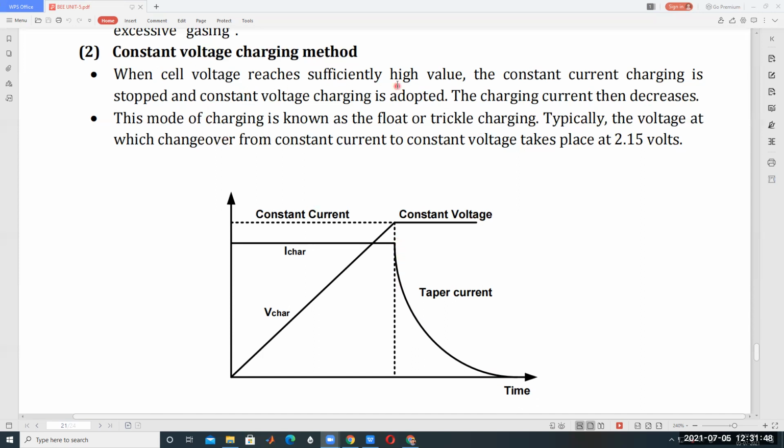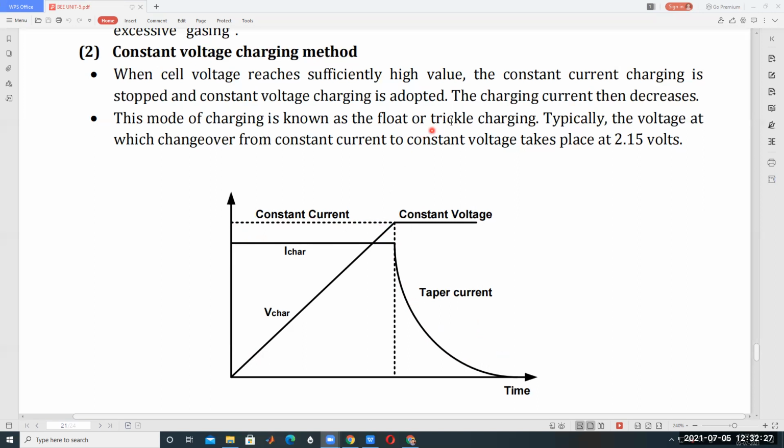When the cell voltage reaches a sufficiently high value, the constant current charging is stopped. During constant current charging, the voltage increases like this, and after that, the charging current decreases. This is the taper current.